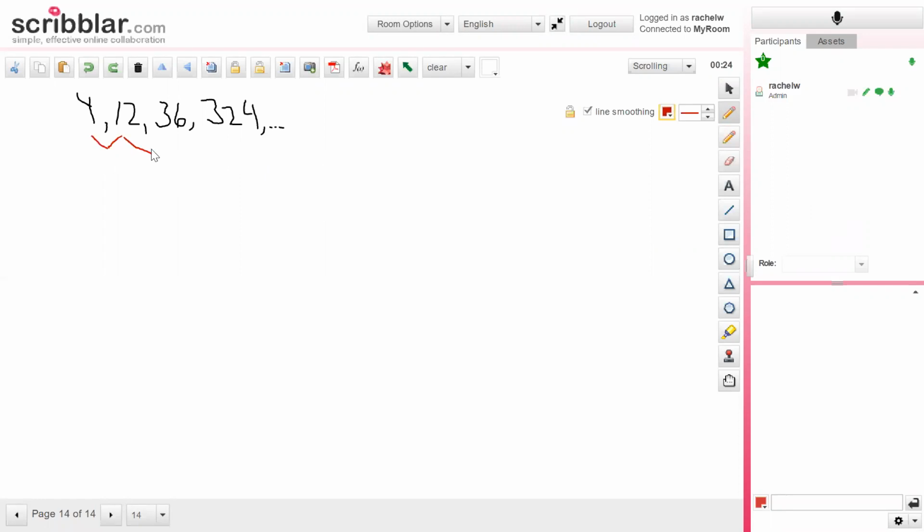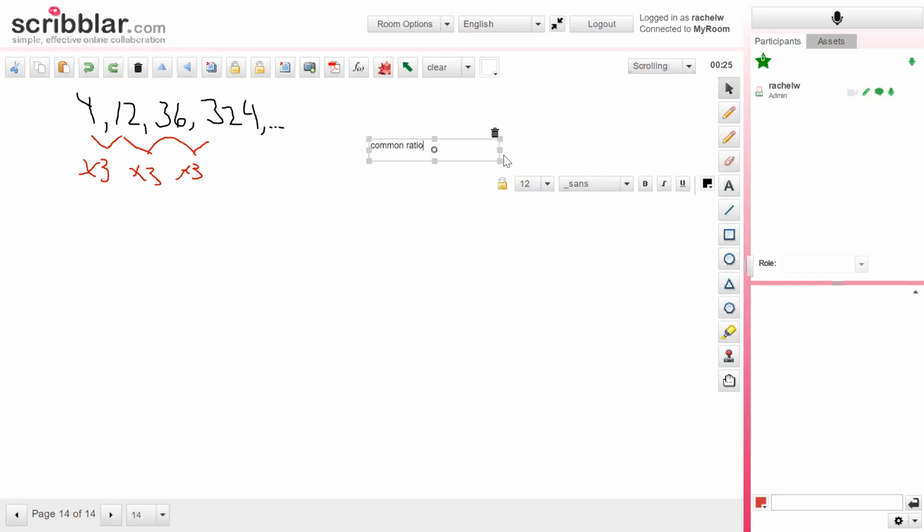So the change between each term in this, if you notice the pattern, 4 to 12, you can multiply by 3. 12 times 3 is 36. 36 times 3 is 324, and so on. So the common ratio here is 3. And when we are talking about a common ratio and just want to label it something, then we call it just the letter R. So we can say the common ratio R equals 3 for this specific sequence.